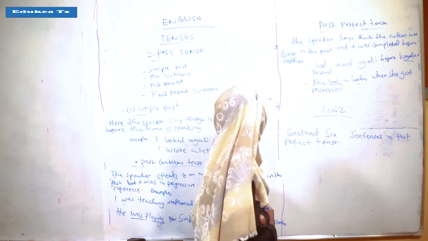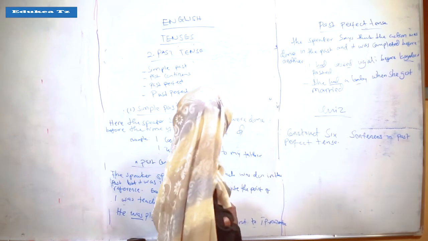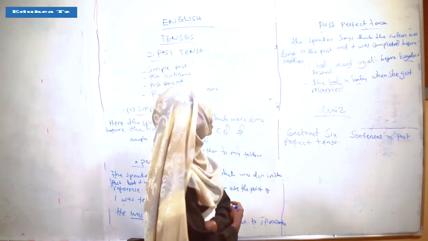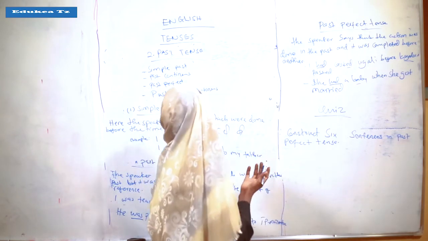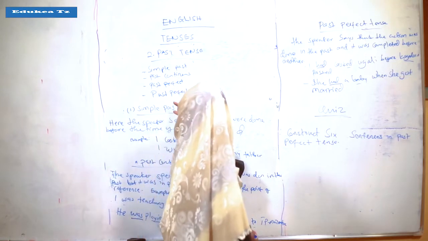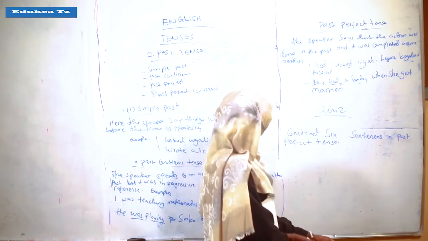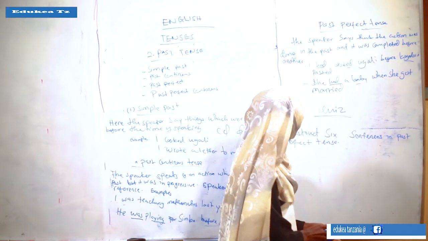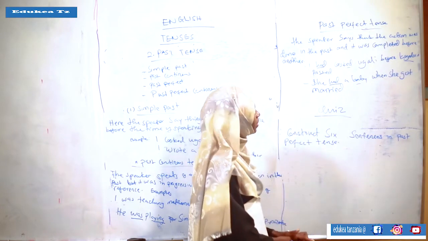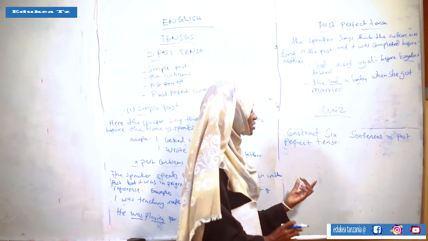Make your own sentences. Make sentences for the past perfect tense by using the form, be it simple past or past continuous tense. I know and you know that practice makes perfect. So I advise you to practice more and more.